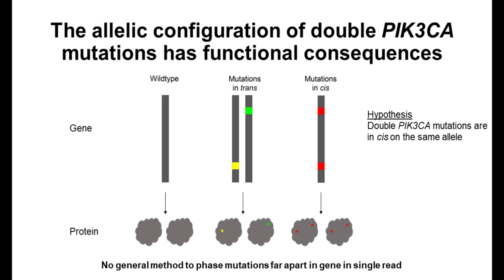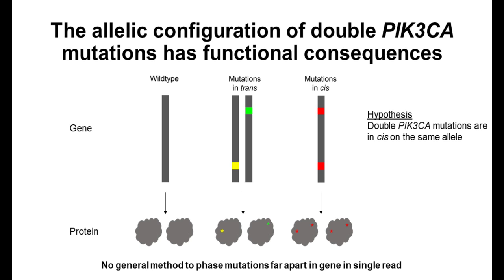Next, we wanted to discover the allelic configuration of double PIK3CA mutations. This is incredibly important because any two mutations can be either on the same piece of DNA or on separate pieces of DNA. If they were on separate pieces of DNA, as shown in the middle in green and red and yellow, so-called trans mutations, these would code for single proteins with different mutations. But if the mutations were in the same piece of DNA as shown in the red boxes, these pieces of DNA would code for single proteins with multiple mutations.